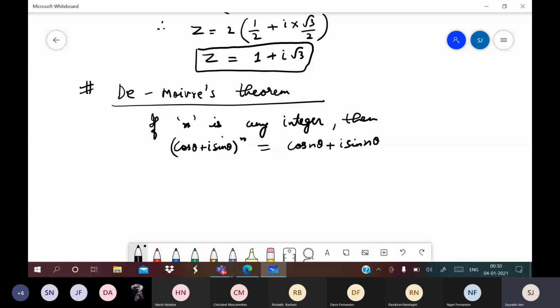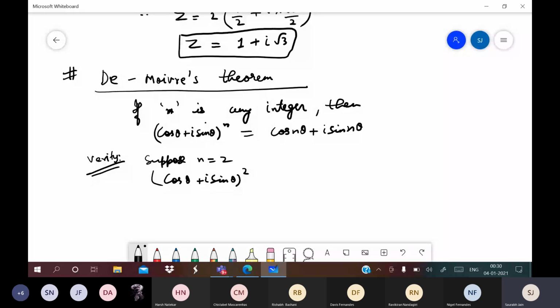We can even verify this result. Verification is there. Okay. Suppose n equals 2. So if this property or theorem is true, okay, try to understand. Trigonometry will be used here. If this property is true, I'm going to actually verify it. Then if n is 2, which is an integer, then (cos theta plus iota sin theta) whole square should come out equal to cos 2 theta plus iota sin 2 theta. If the theorem is true, then this should be the result, right? Let us see if this is right or wrong.